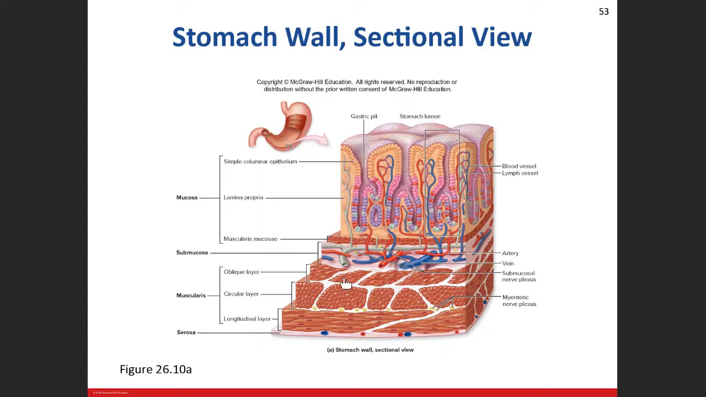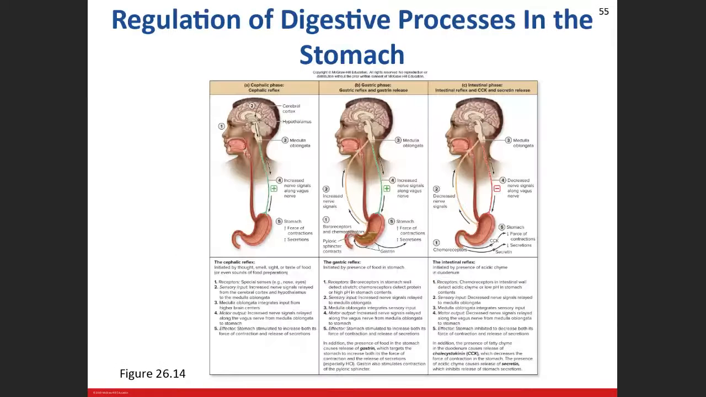The third layer is the muscularis layer. That's going to have all three of those layers at different angles to one another. And then finally, the outermost layer, the serosa, which is pretty much going to be made up of the visceral peritoneum on the outside of the stomach. We'll get into this part in a little bit more detail in lecture.